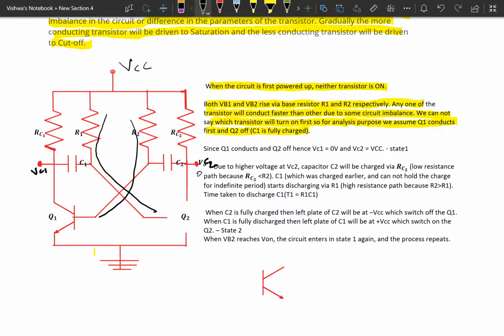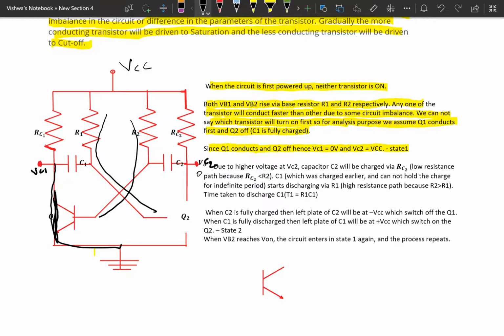Since Q1 conducts, Q2 is off. VC1 is 0, VC2 is VCC. So here VC1 is 0 because this terminal is grounded. For that the voltage here is 0, but VC2 is 1 because there is no ground, there is a break in the circuit. For that the maximum voltage appears at C2 only.